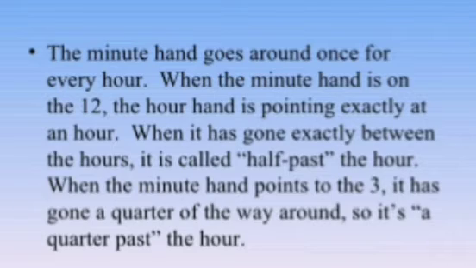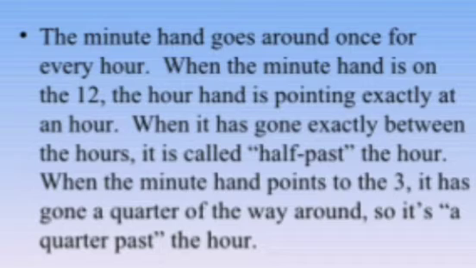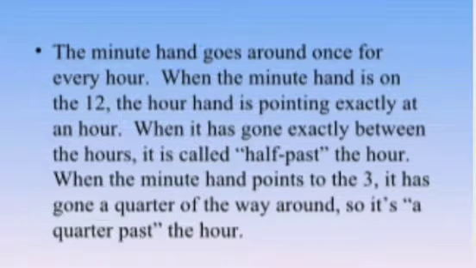That means when the minute hand is at 6 and the hour hand is between 1 and 2, then the time will be read as half past 1. Remember, we always have to see the smaller number. So between 1 and 2, 1 is the smaller number. Therefore, we are saying half past 1.